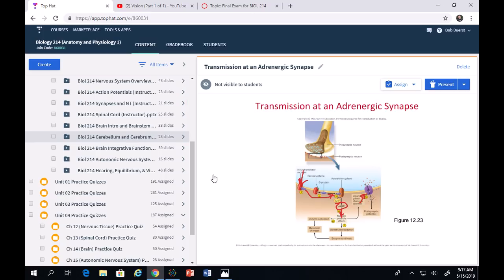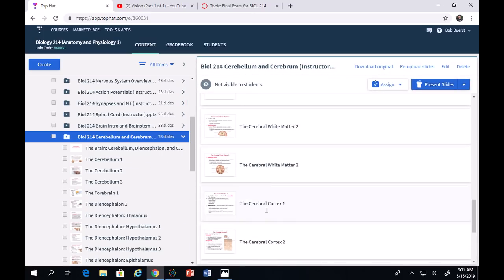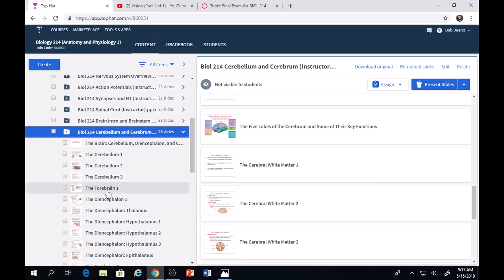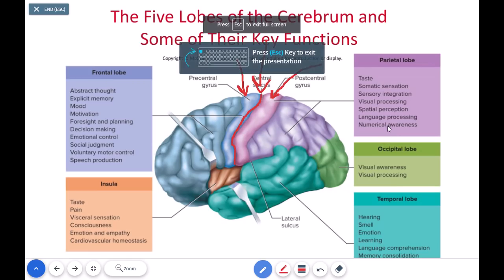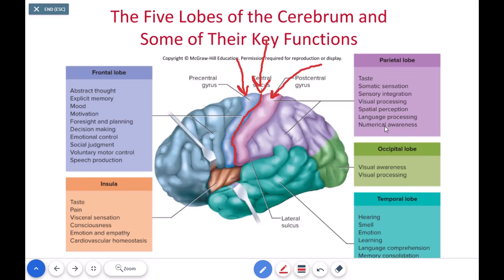I believe it's this presentation. Is this the slide you were referring to? For this slide, guys, gals, please don't memorize everything. In the brain integrative functions PowerPoint, I typed out specific functions associated with specific lobes in specific parts of the brain. Focus on that stuff that I specifically typed out.